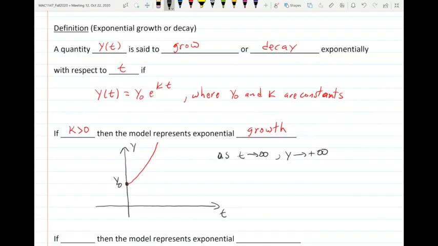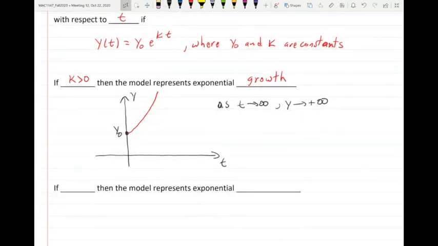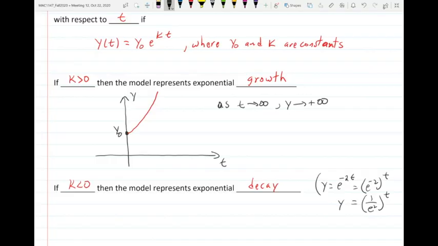And how do we know that we have exponential decay? The k tells you that, and if k is negative, then the model represents exponential decay. For example, imagine that you have y equals e to the negative 2t. This is the same thing as e to the negative 2, to the t, which is 1 over e squared, to the t. So this is an exponential with base less than 1, so it decreases. That's why if k is negative, you get decay instead of growth.